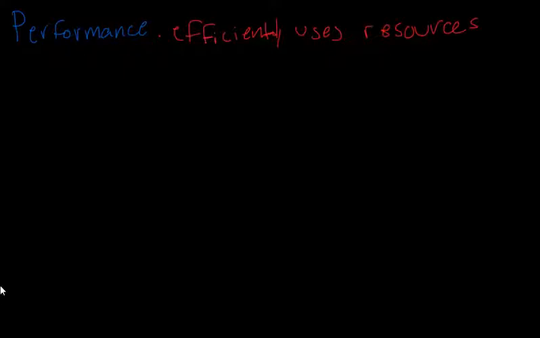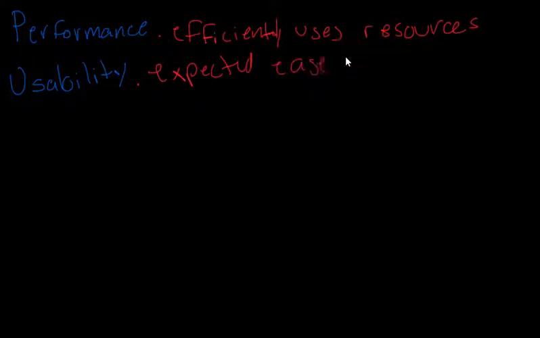And then the next software quality we have is usability. What usability means is the expected ease of use. So usability is how well your client or your customer or your users can use your system. This pretty much concerns the user interface and your architecture, etc.